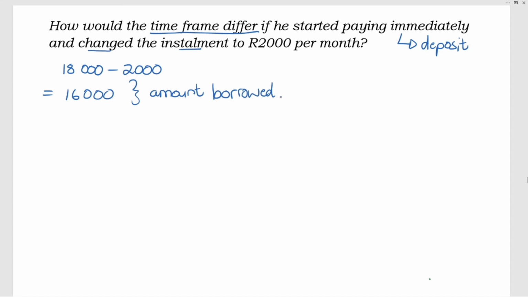Okay, so now I want to know how would the time frame differ. So what am I doing here? I'm calculating N because I want to know, assuming now, how much time would he save? How much less time could he pay this off in if he had a higher payment and if the payment started a little sooner and we had a deposit as a result? Okay, so now I'm going to take 16,000 and put that into the PV amount along with everything else.